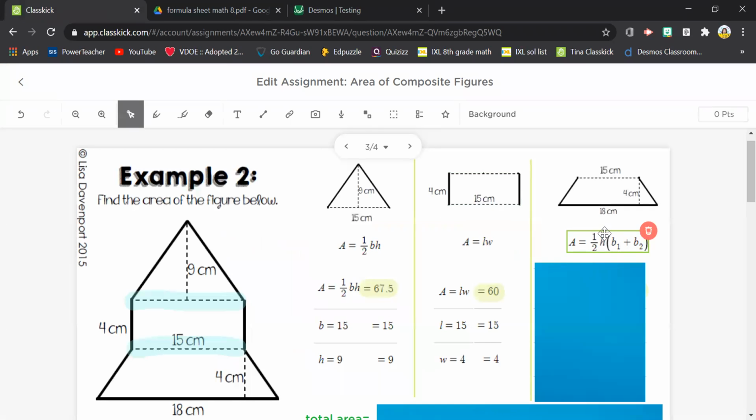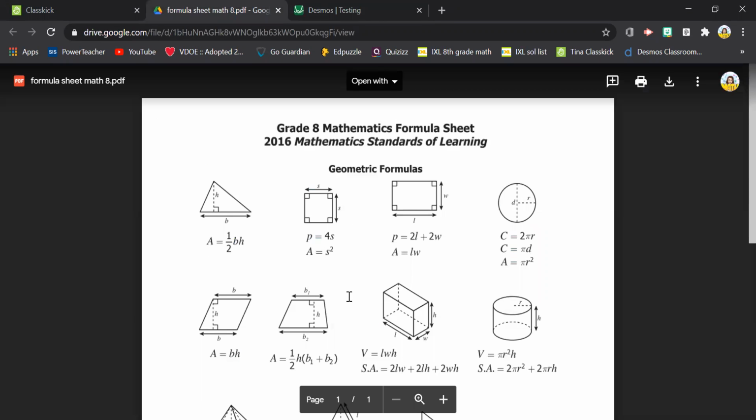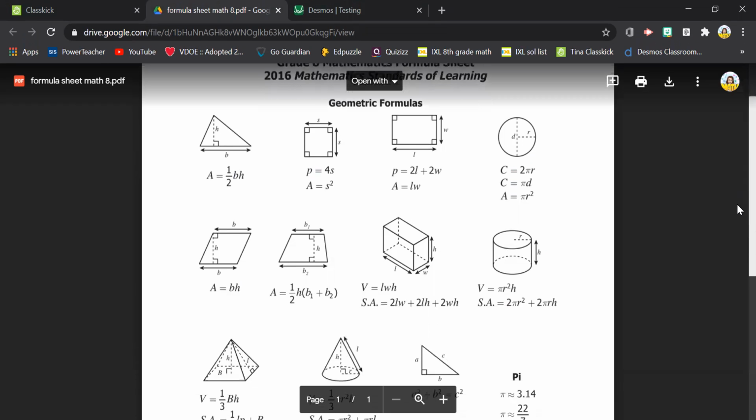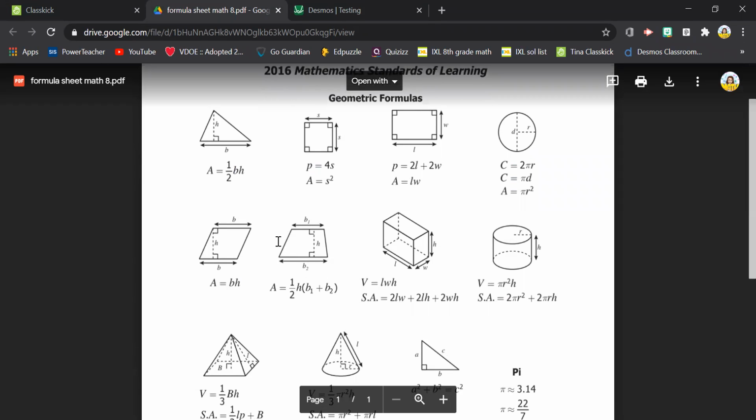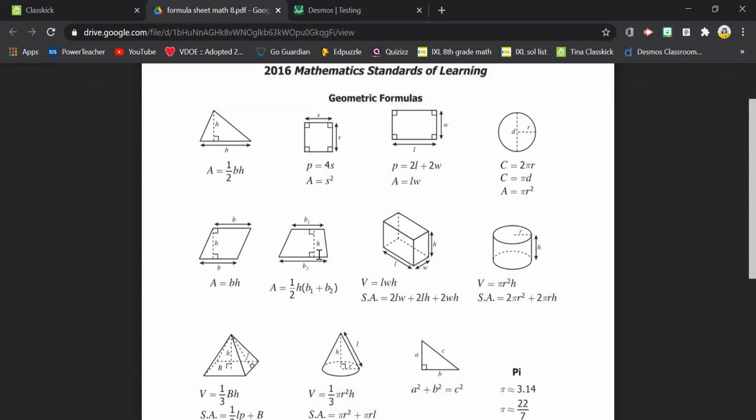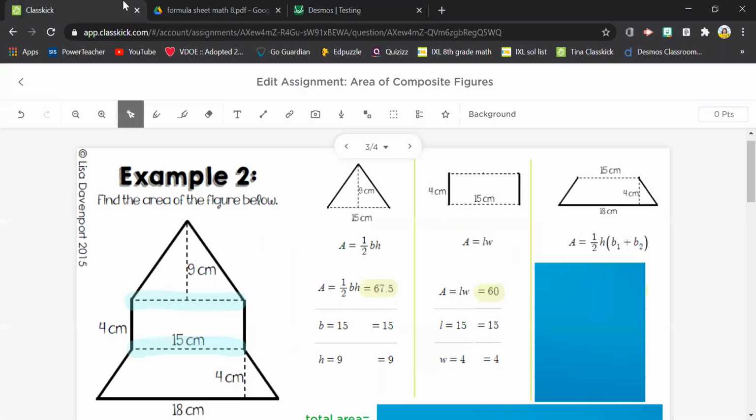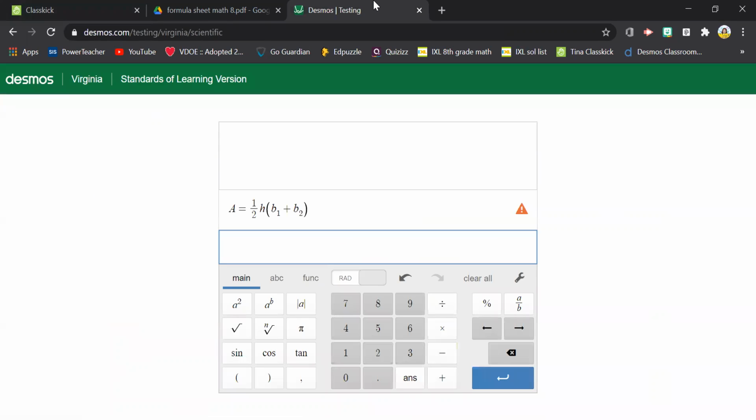The height is this dotted line that's separating the bases. And I knew that by looking at my formula sheet. If I look at the formula sheet, it labels things for me. It shows me that that dotted line between the bases is the height. The parallel sides are my bases. So it has a height of 4. So I'm literally just going to do H equals 4.